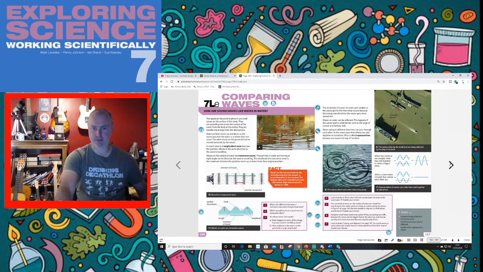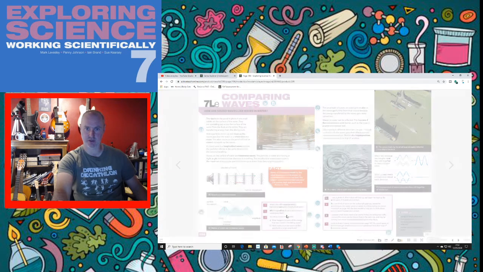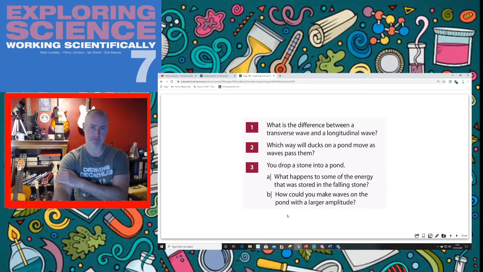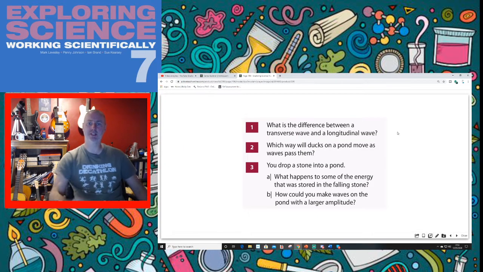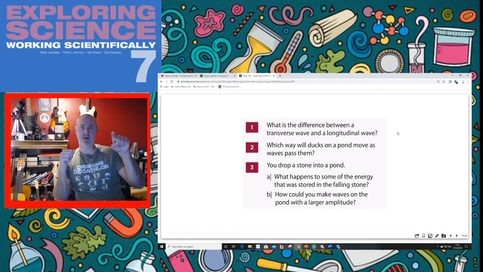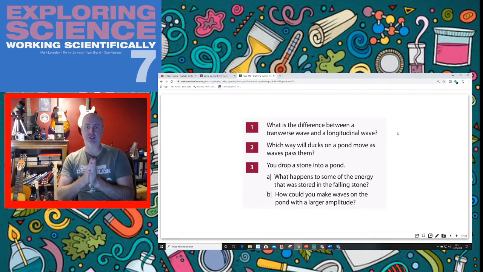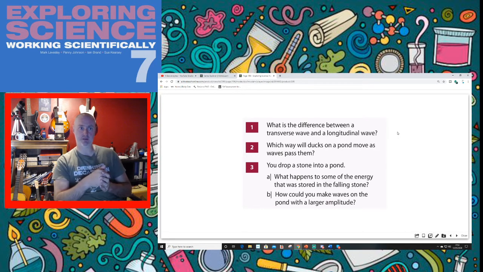All right, I said I wasn't going to spend much time on that because it's fairly straightforward. Let's take a look at just one or two of the questions here, to see if we can pick up any misconceptions. Question 1: what is the difference between a longitudinal and a transverse wave? Hopefully you're thinking: longitudinal wave, the particles move side to side; transverse wave, the particles move up and down. Question 2: which way will ducks on a pond move as the waves pass them?